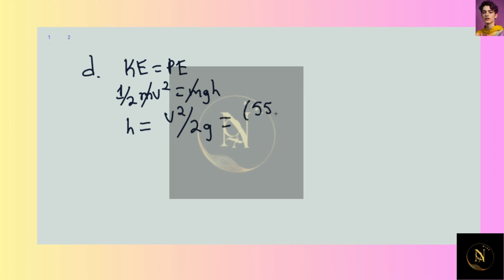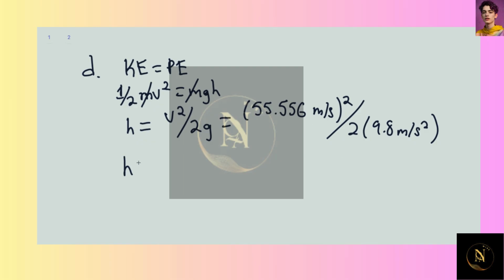So 55.556 meters per second squared divided by 2 times 9.8 meters per second squared. Solving for this, we find that the height is going to be equal to 157.47 meters. So if all the kinetic energy at the eye were to somehow be converted into gravitational potential energy, it could reach a height of 157 meters.